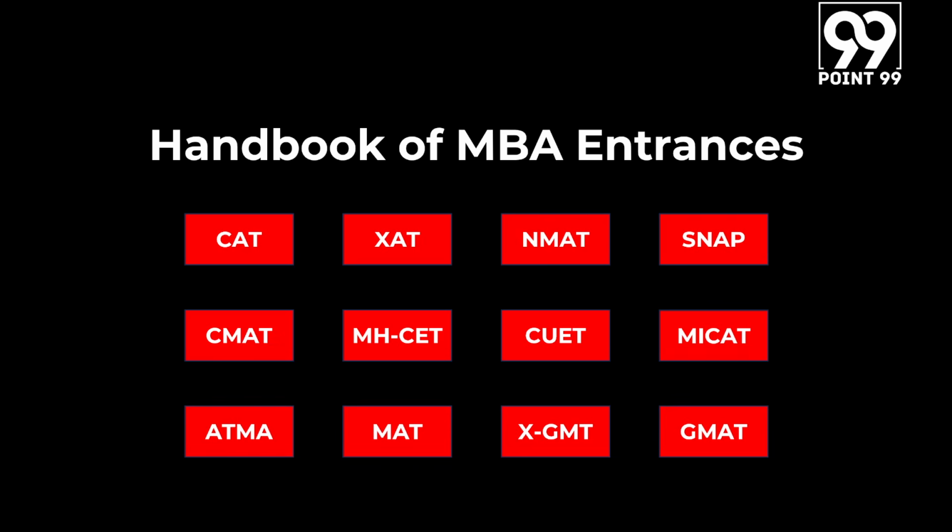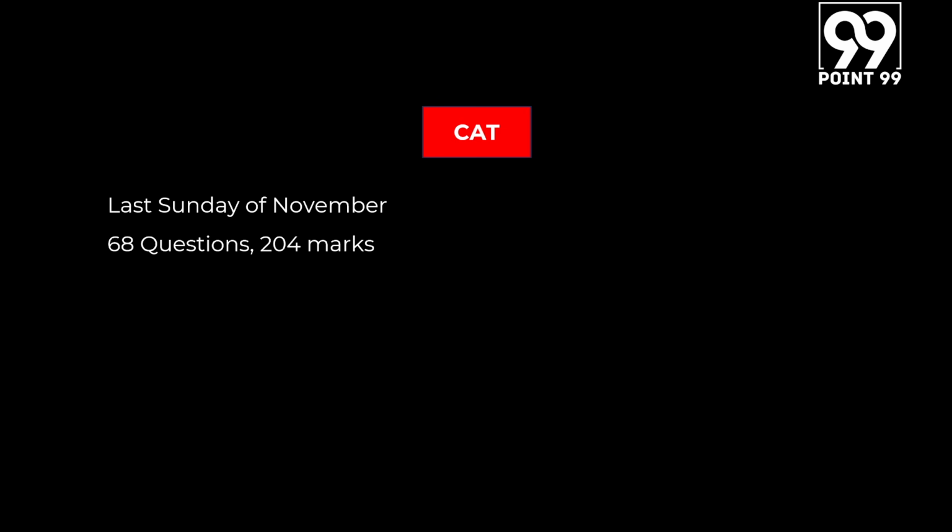Let's start with the most prominent test, which is the CAT. CAT is basically a test conducted by the Indian Institutes of Management. It happens on the last Sunday of November. What is special about this test is that it comprises 68 questions, which translate into 204 marks, which means for every correct answer you submit, you get 3 marks. This test is of 2 hours with 40 minutes being given for each section.